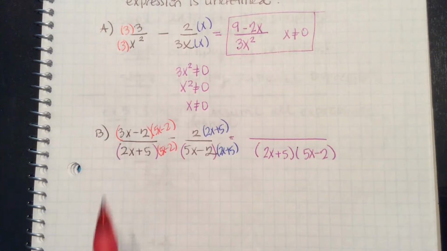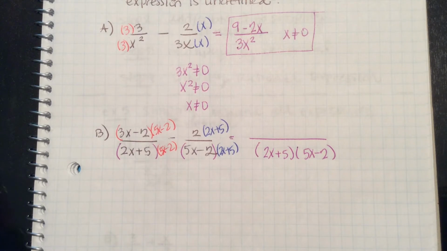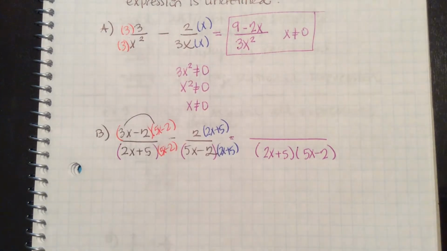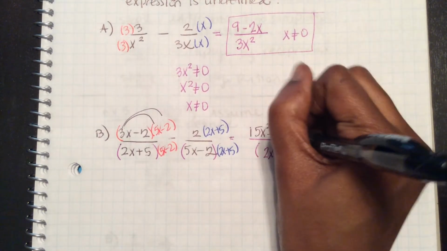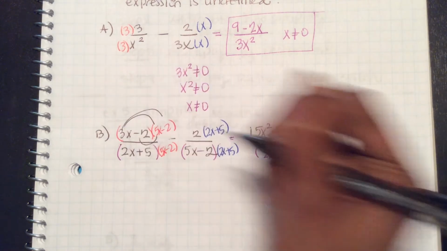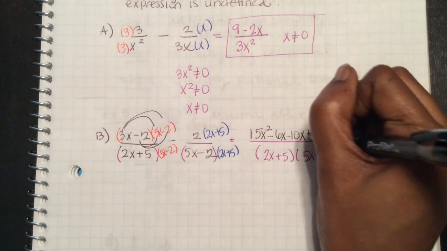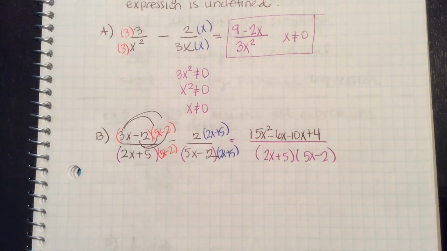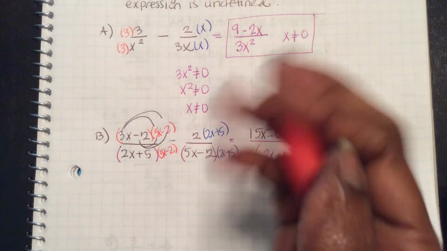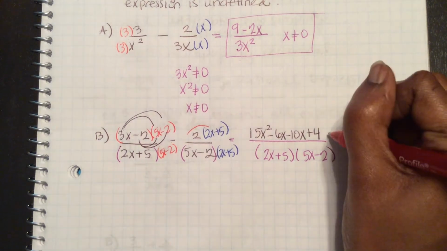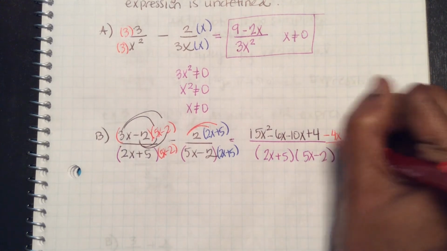So now I'm going to FOIL as I write my answer. So let's see if I can do that. 3x times 5x, 15x squared. 3x times negative 2, negative 6x. Negative 2 times negative 5, negative 10x. Negative 2 times negative 2, positive 4. Now here, remember, this is really a negative 2 distributing to each of these. Negative 2 times 2x, negative 4x. Negative 2 times negative 5, negative 10.